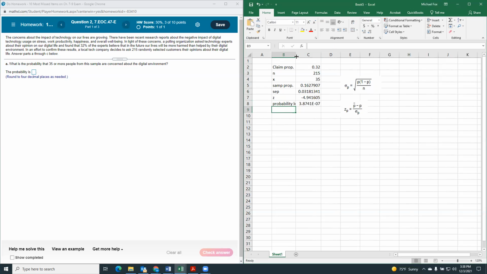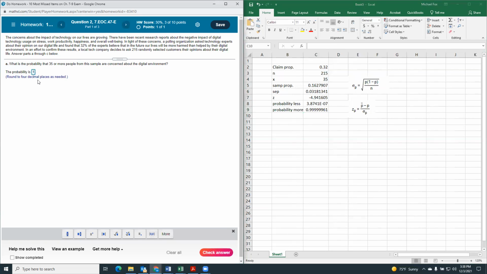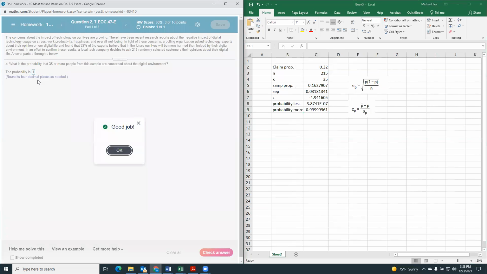And so to find the probability that it is greater than that, 35 or more people, it'll just be 1 minus that probability less. Rounded to 4 decimal places, that is 1. So the probability is 100% that we're going to get 35 or more people out of our sample of 215 based on this data, if this data holds true.